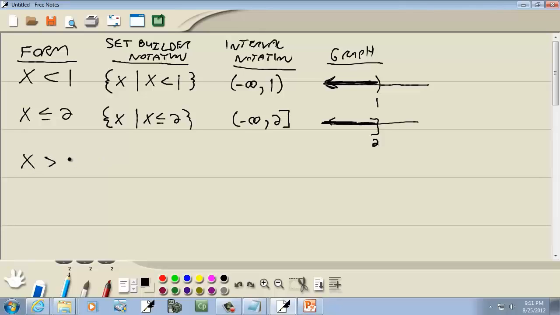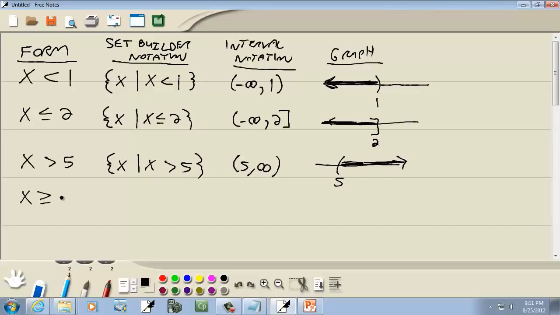Now we have x is greater than 5, for example. This is our set builder. And then have parentheses on the 5, and it's going to positive infinity. And again, parentheses on a 5, and it's shaded to positive infinity. And then we have x is greater than or equal to 10. You can have any number there. Greater than or equal to. Bracket on 10 because it's a greater than or equal to, and it's going to positive infinity again. Like that.